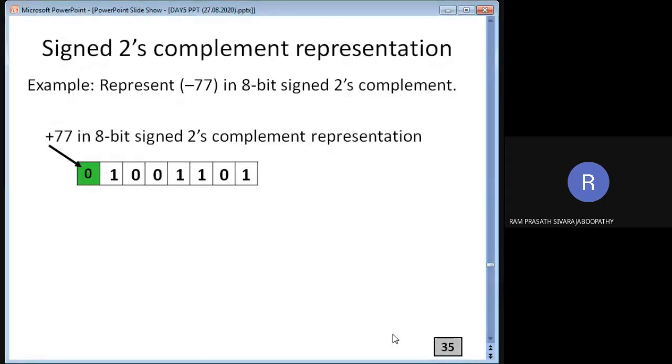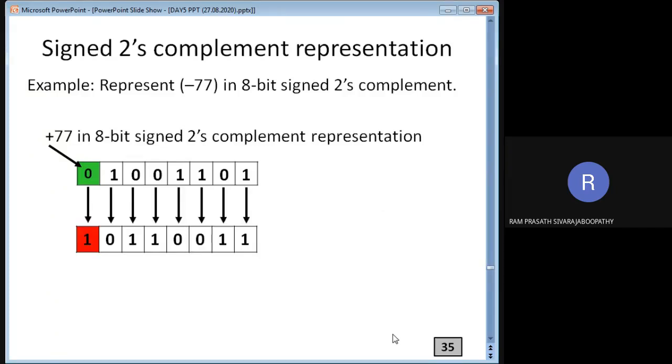Okay, fine. So what about the negative value? If we want the negative value for this, what should we do? We have to take 2's complement of the number. What will be the answer? What will be the answer for this? Okay, 10110101. Very good. So this is the negative representation. That means the signed 2's complement representation of the number -77. Okay, this is the answer.